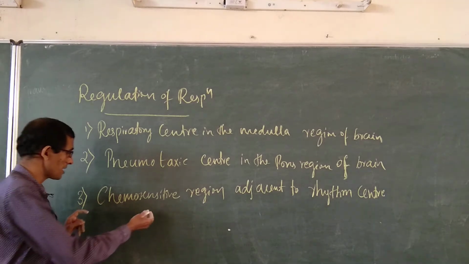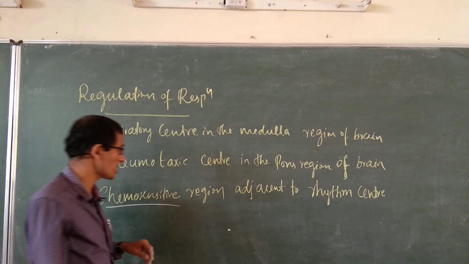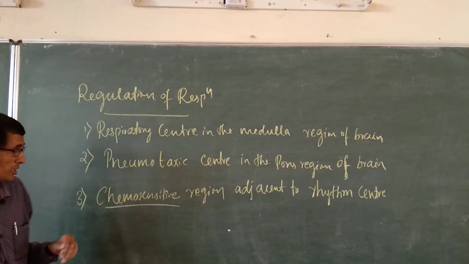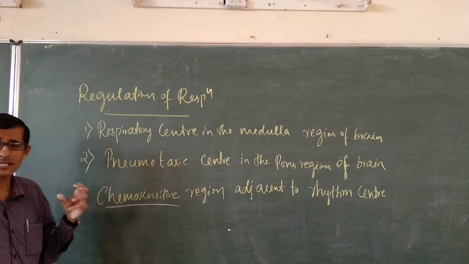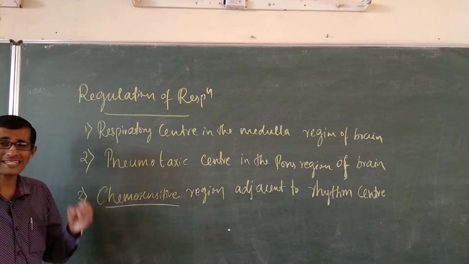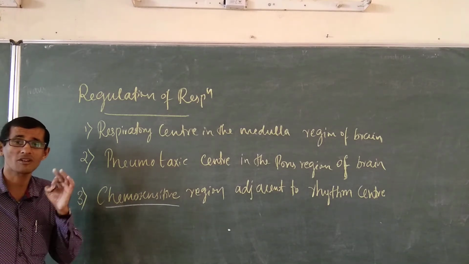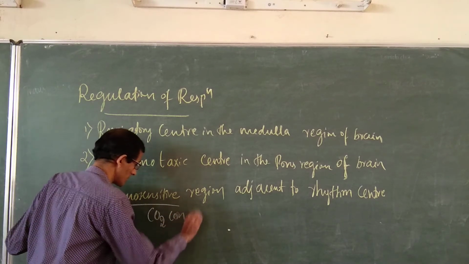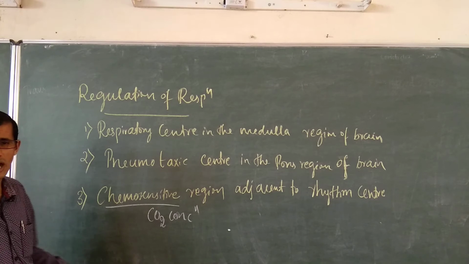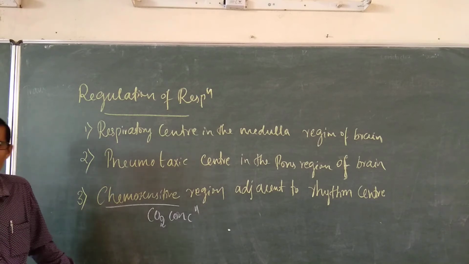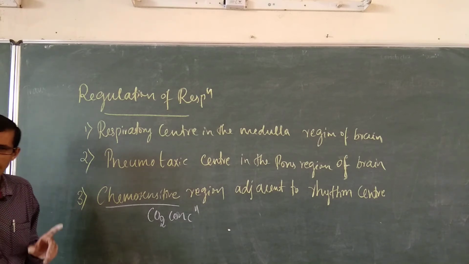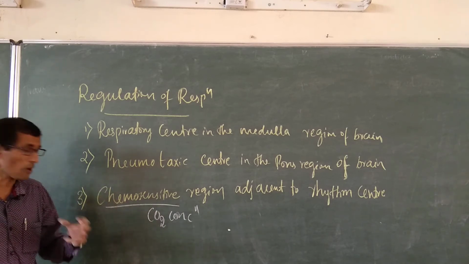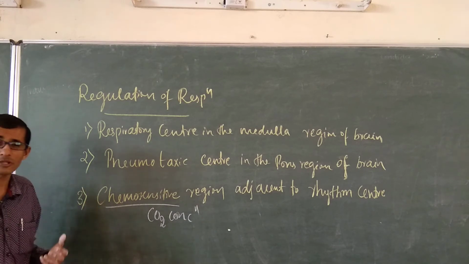And another very important thing, the chemosensitive region adjacent to the rhythm center in the brain. Chemosensitive refers to sensation or identification of the concentration of carbon dioxide versus oxygen. It identifies the carbon dioxide concentration. If carbon dioxide is high in the body fluid, that is not good for the human body. In that circumstance, we can observe the rate of respiration will increase.